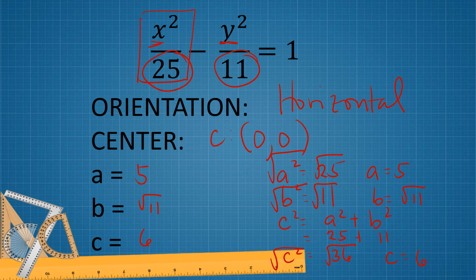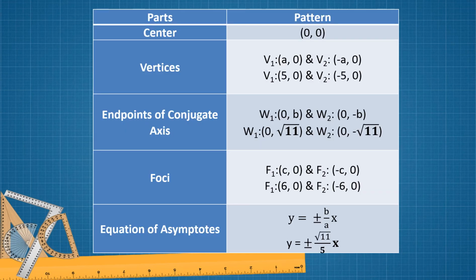Now, we're going to use this in identifying parts of a hyperbola. Here are the patterns. The pattern that we use is center at the origin and orientation horizontal. So the patterns are these: for vertices, for endpoints of the conjugate axis, for foci, and then for the equations of the asymptotes. So we just simply substitute the values of a, which is equal to 5, b, which is equal to square root of 11, and c, which is equal to 6. So instead of writing a, we're going to write 5.